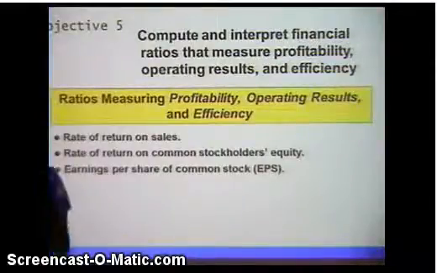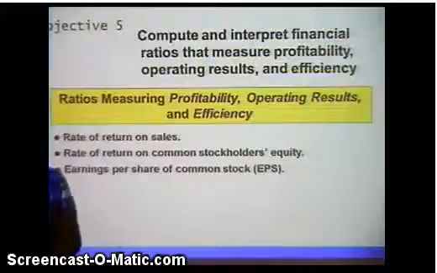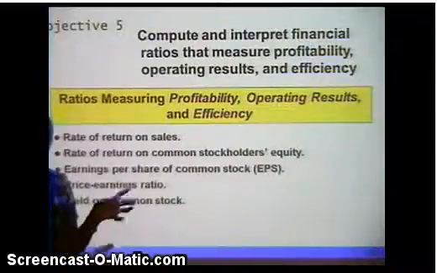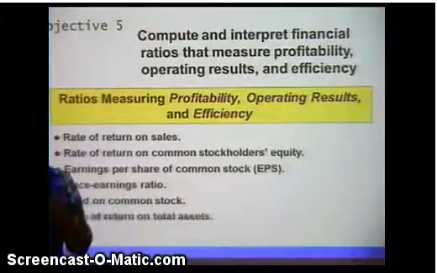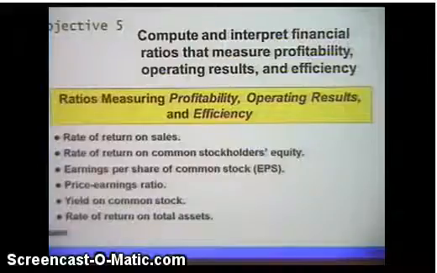Okay, so we're looking at our rate of return on sales and the rate of return on our stockholders' equity, what's happening there, and then our earnings per share of our common stock, and then the price to earnings ratio, and the yield on the common stock, which in a corporation gives us an idea of how it's doing, if the common stock is yielding and they're making money on their stock. And then our rate of return on total assets and the asset turnover, which is important. We'll talk about that too.